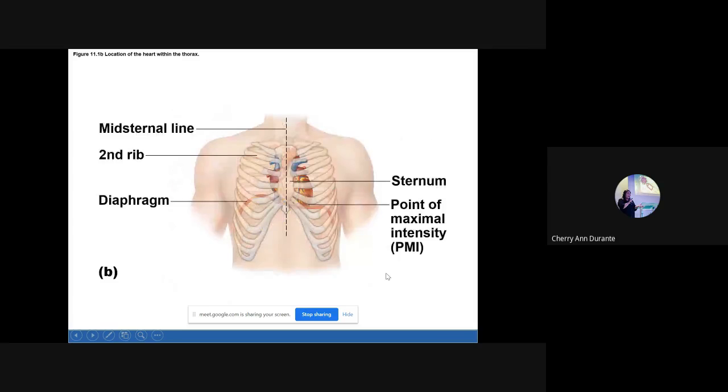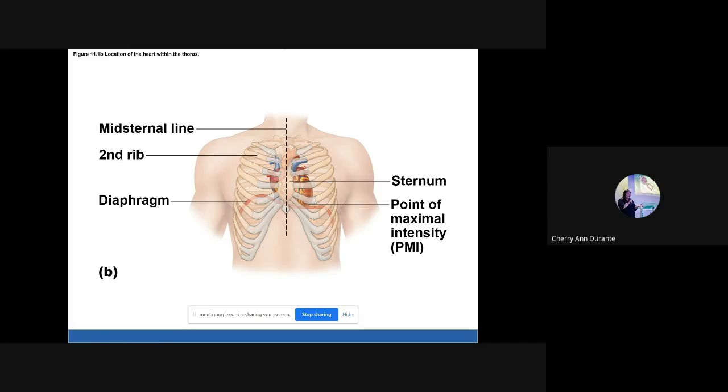Okay, so this is now, as you can see here, with regards to the ribs. So ito yung midline section natin, but the heart is slightly to the left of its center. And ang isang importante po dito is your fifth intercostal space. So pag sinabi mo intercostal space, in between the ribs, so pag binilang mo 1, 2, 3, 4, 5. In your fifth intercostal space, let me just use my pointer.